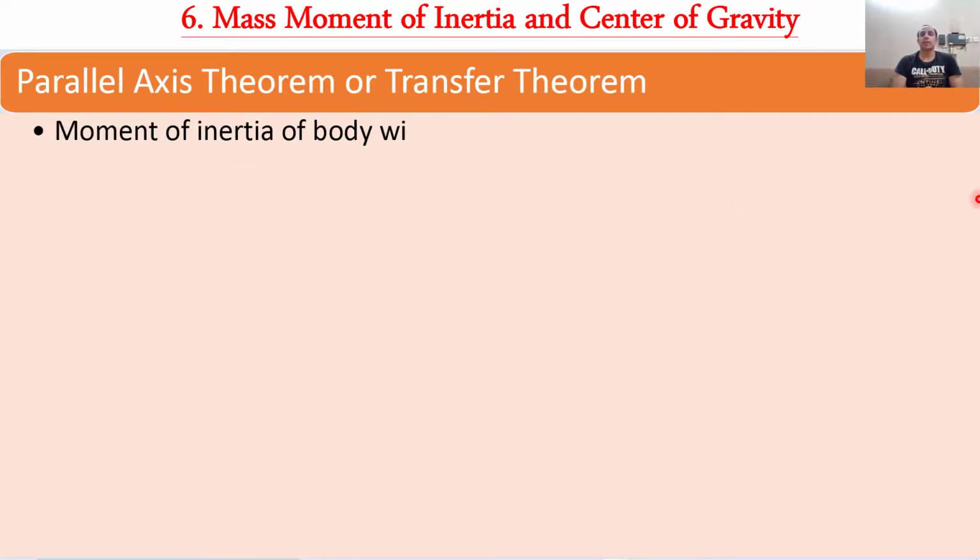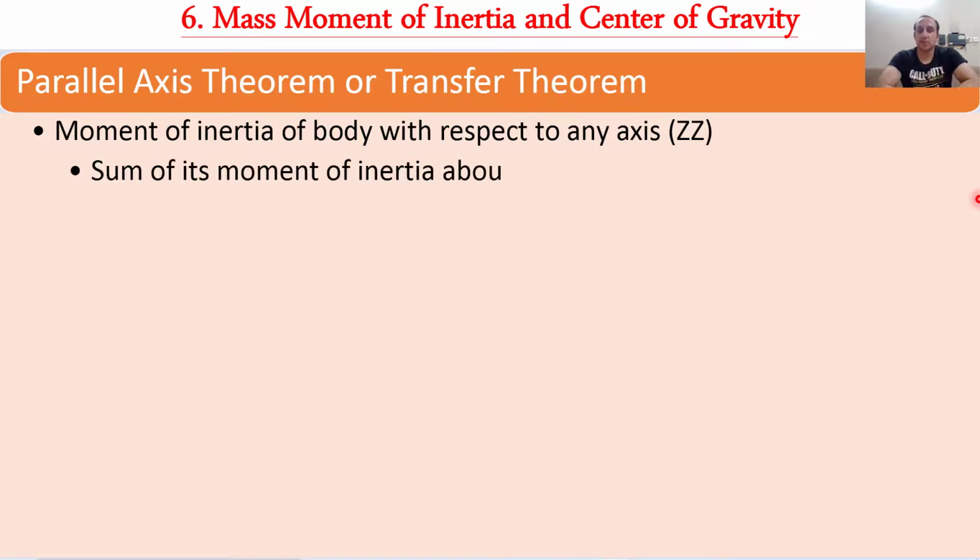Okay, so now we have the next topic, which is the parallel axis theorem or transfer theorem. This theorem is used to transfer the mass moment of inertia from one axis to another. So let's say we have the moment of inertia calculated at the CG of a particular part, and we need to shift that moment of inertia to another axis, which is the axis of interest, then we need to use this parallel axis theorem.